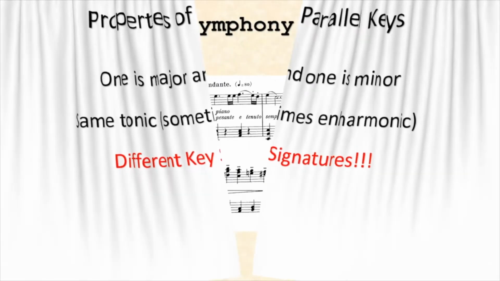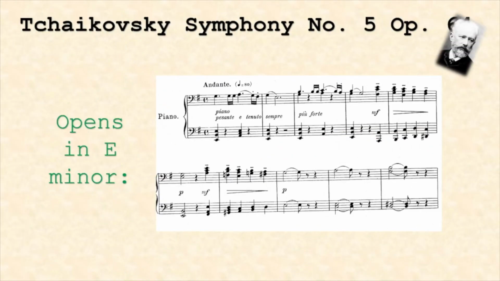Now, let's listen to some real music examples of how parallel keys are used. So this is the very famous Tchaikovsky Symphony No. 5. It starts off in the very, very dark key of E minor. Let's give it a listen.